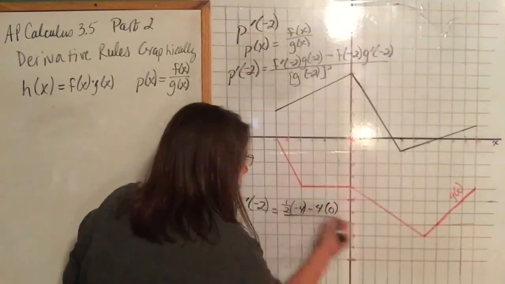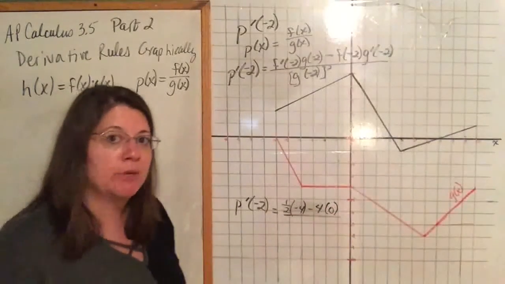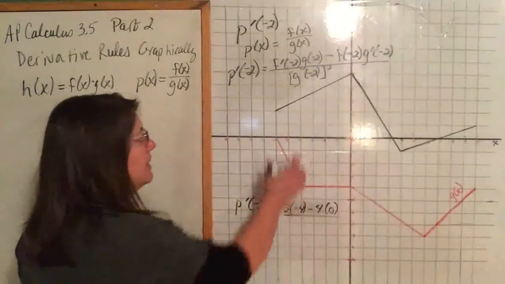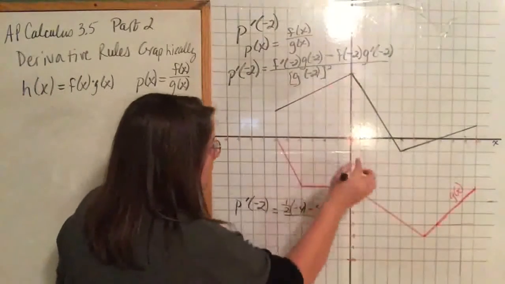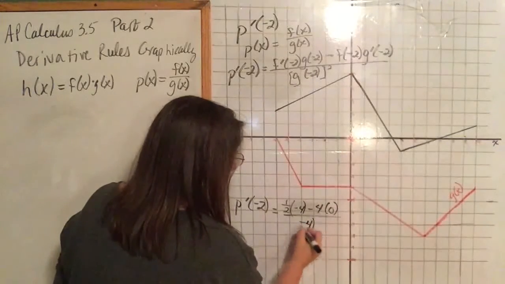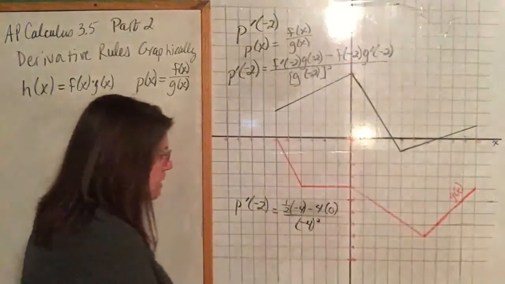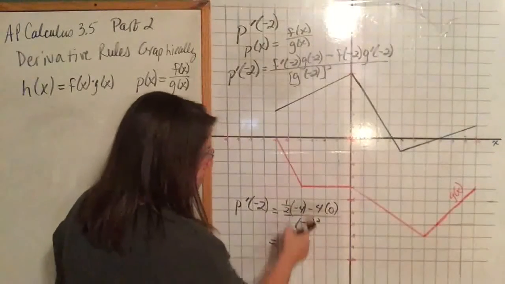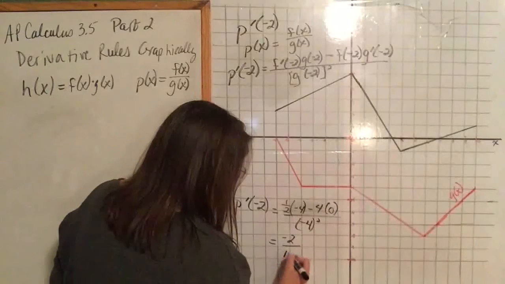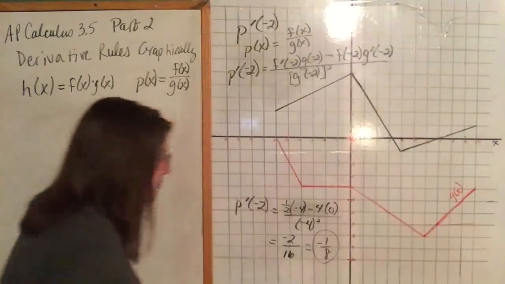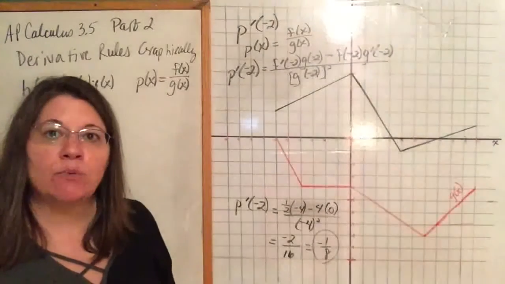Remember, when we're finding g prime or f prime, we're finding the slope of the tangent line at that point. And then g of negative 2 was negative 4, and we have negative 4 squared. So to do the math, 1/2 times negative 4 is negative 2, minus 0, over 16, which would be a negative 1/8. P prime of negative 2 is negative 1/8.